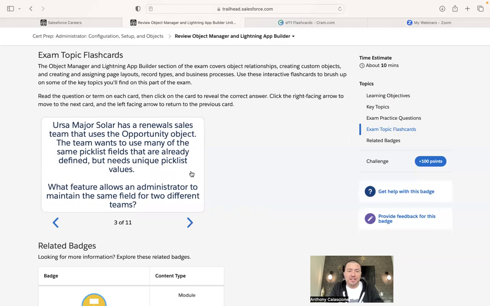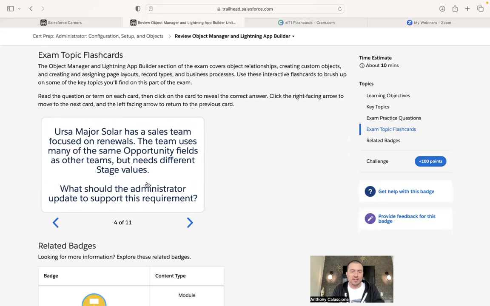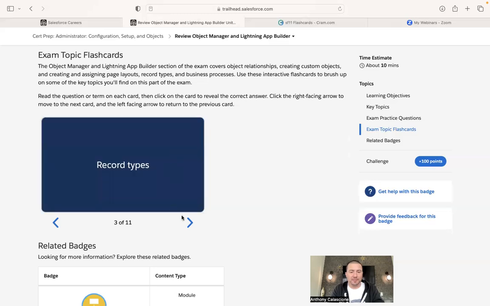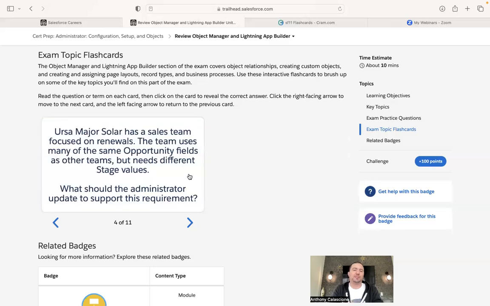URSA has a renewal sales team that uses the opportunity object. The team wants to use many of the same pick list fields that are already defined but needs unique pick list values. What feature allows an administrator to maintain the same field for two different teams? All right, record types.